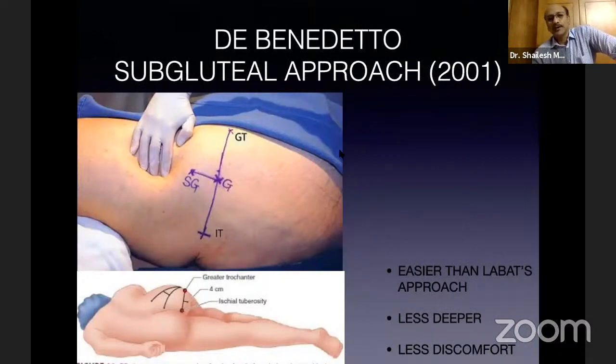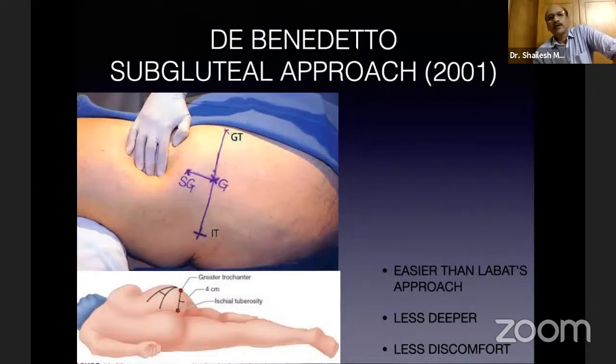Now, Di Benedetto described a subgluteal approach. Now here, this is much less painful to the patient because you are traversing through much less tissue. So in Sims position only, same like the previous Raj approach, the same landmark, the greater trochanter, line drawing between the greater trochanter and the ischial tuberosity. From the midpoint, draw a perpendicular 4 centimeters downwards distally, and again go perpendicular to the skin after infiltration and check for the motor response. So this is Di Benedetto's approach. A lot of people are doing this because it is much less painful.